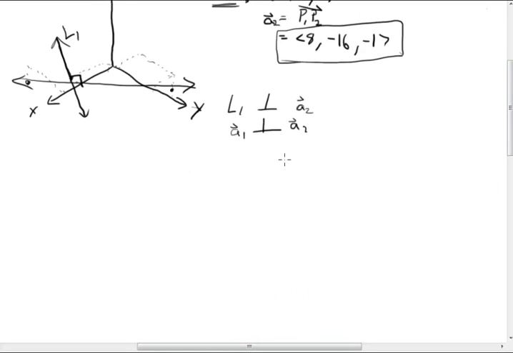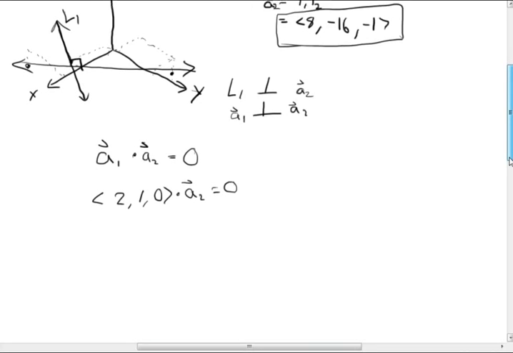And how do we find perpendicular vectors? Well, we have a dot product equal to 0. So we can pick any vector for A1 that when dotted with A2 is equal to 0. Well, how about (2, 1, 0)? (2, 1, 0), when dotted with A2, is equal to 0. You can do the math on that.